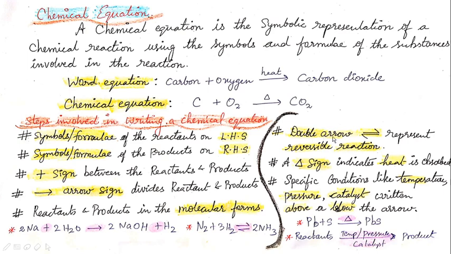The next one is the double arrow, which represents a reversible reaction. In some reactions we have to show a double arrow. What does this double arrow represent? It represents a forward and backward reaction. From the reactant we get the product, and from the product, on changing the conditions, we get the reactant back. This is the example: nitrogen plus hydrogen gives ammonia. On changing the conditions, ammonia can be taken back as nitrogen and hydrogen.